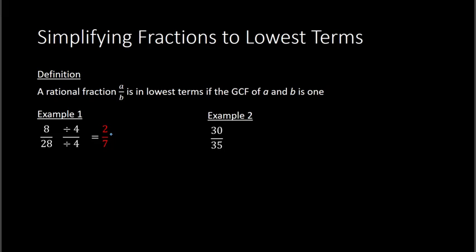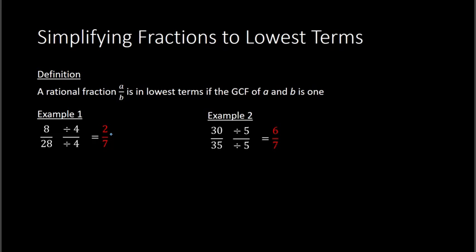Example 2, we have 30 divided by 35. To simplify, I figure out what is the greatest common factor of 30 and 35. What is the largest number that I can divide both by? And that's going to be 5. I can divide both by 5 to get 6 on the top and 7 on the bottom. So this is how I simplify a fraction.